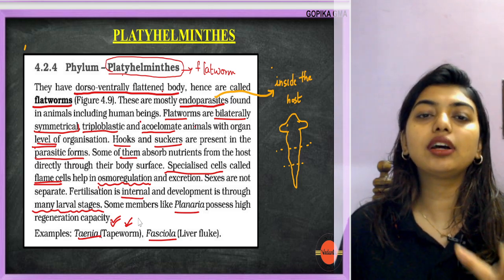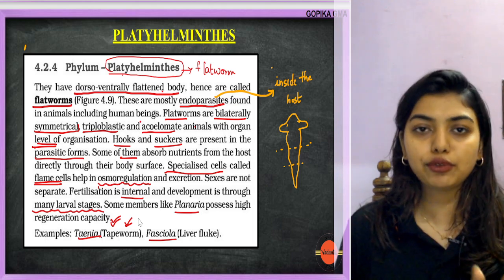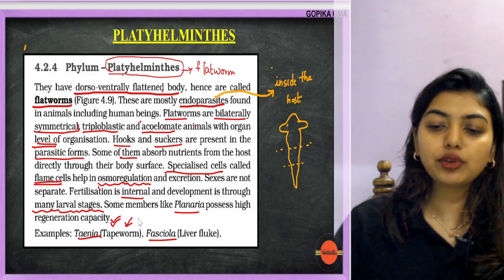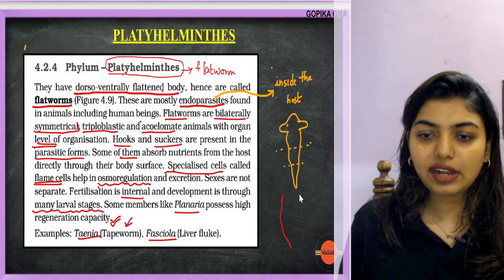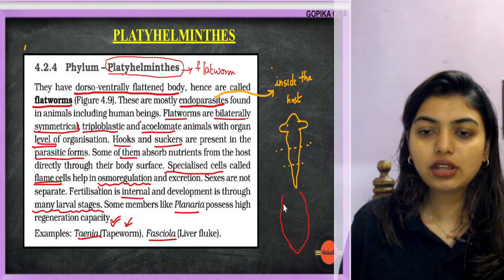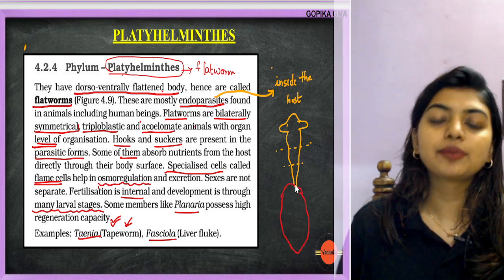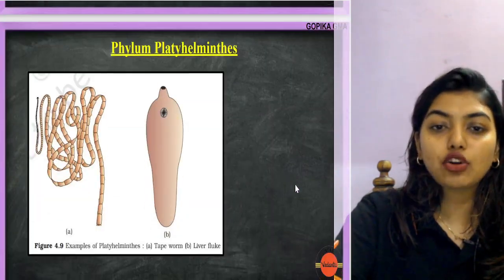Now Fasciola is another term for liver fluke. I don't know how many of you have seen a liver fluke, it is fully flat like this structure. Liver fluke is the structure like this. Now these are completely dorsoventrally flattened.